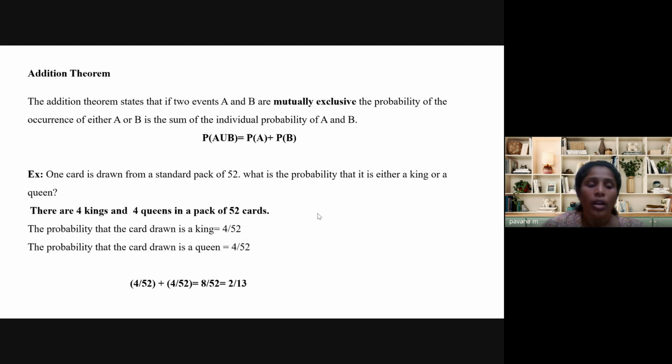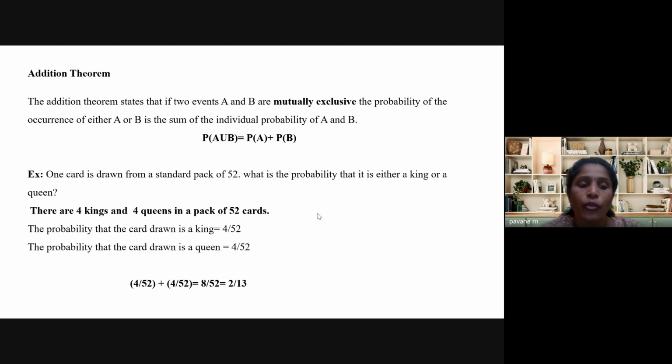So what is the problem for this particular theorem? Suppose you just see the example. One card is drawn from a standard pack of 52 cards. What is the probability that it is either a king or a queen? Here king and queen are mutually exclusive events. That means for a single card, you can get either a king or a queen, not both. So these two events are mutually exclusive, and for this situation you can use the addition theorem.